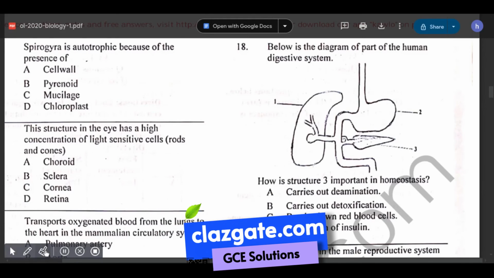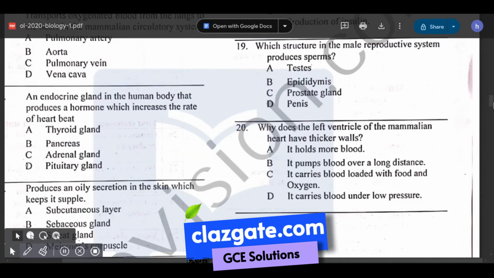Question number 19. Which structure in the male reproductive system produces sperms? It is the testes. The testes is the structure that produces sperms in the male reproductive system.